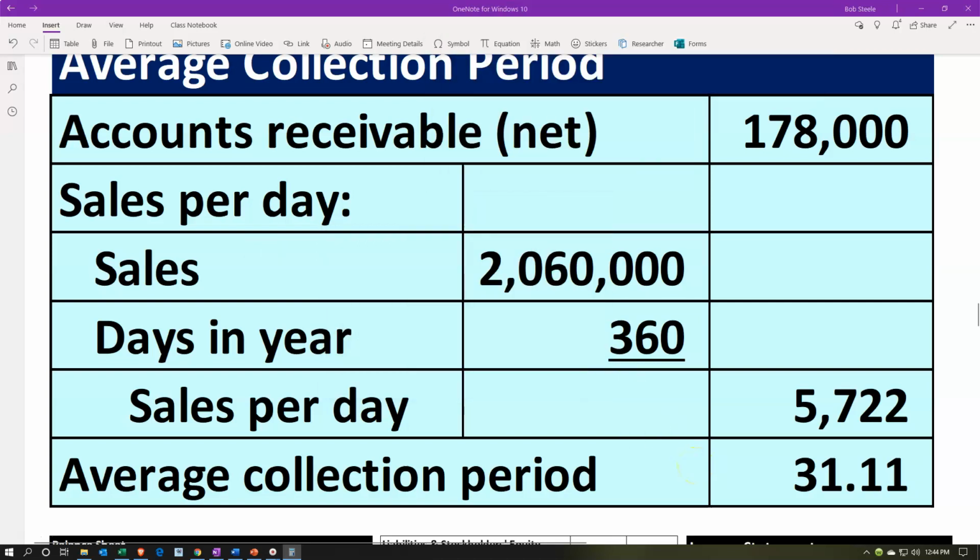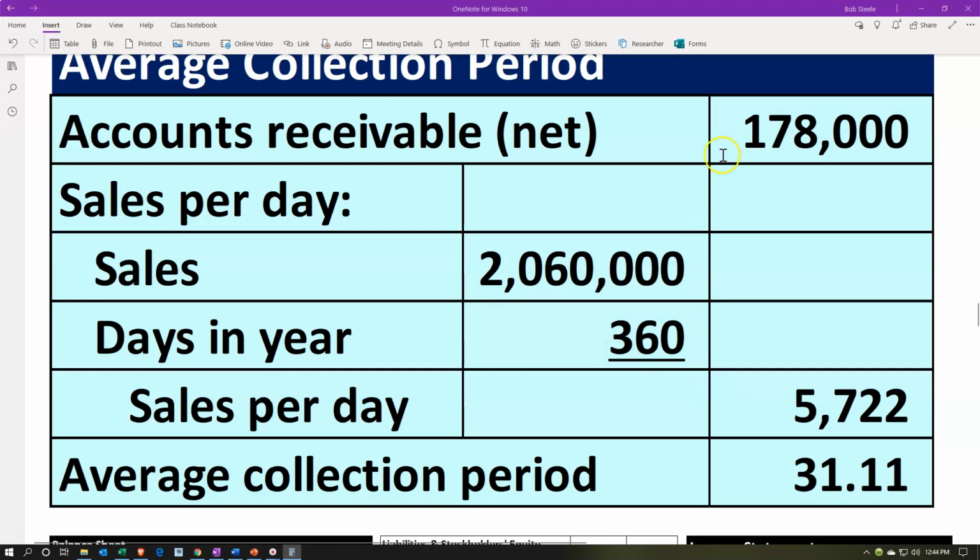Now, this way, I think to a lot of people might be more intuitive. So just note that if you're trying to think about the average collection period, you might say, okay, well, let me take the sales that are going to go through accounts receivable and divide them by the number of days in a year. That means we have average sales of 5,722.